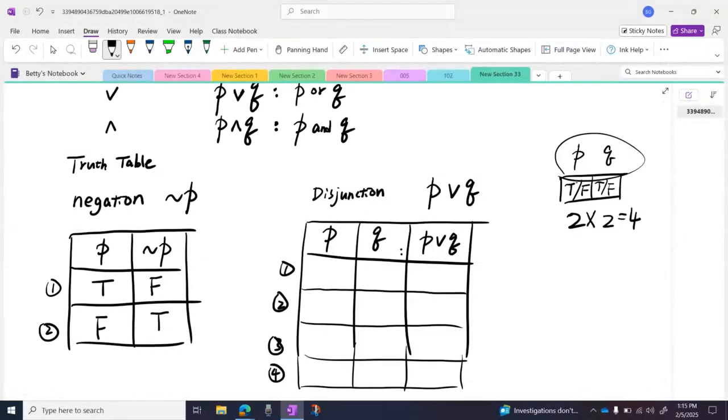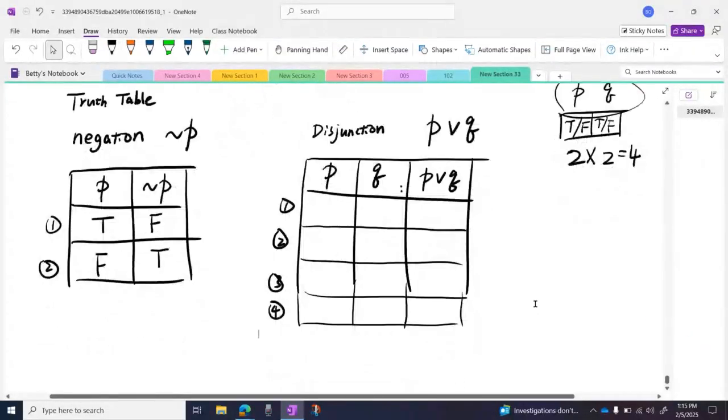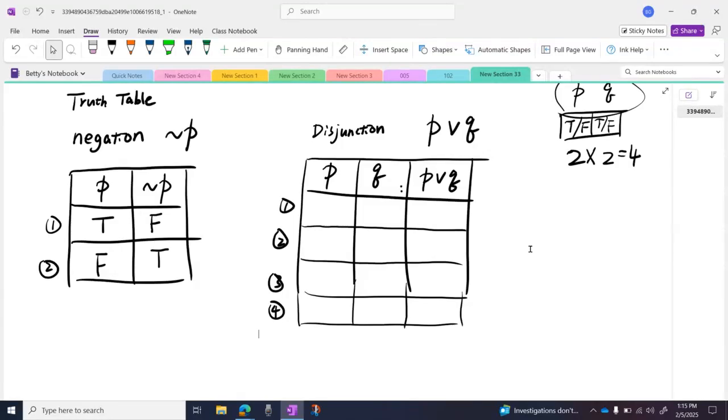What are the 4 cases? Consider the truth values for P and Q. You know, the two pieces P and Q could be both true, right? That is one case. Could be both false. That is another case. It also could be one true, the other false, right? So let me give you the 4 cases.